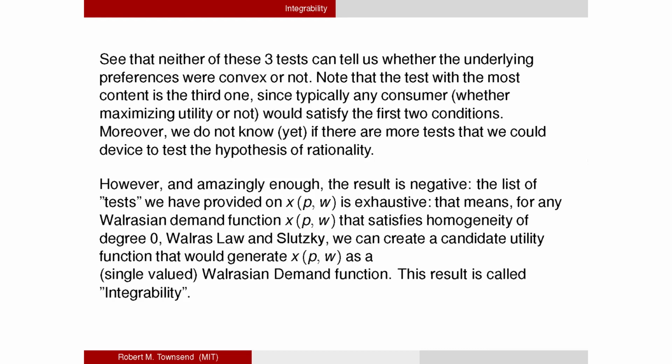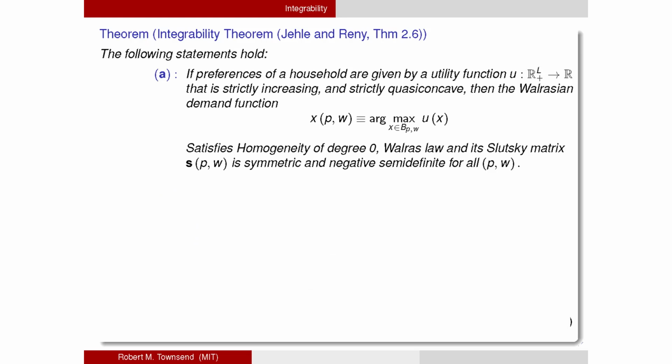So those three properties not only have to be true if we maximize utility, but if they're true in the data, then we can always find a utility function that generated the observations. And that's called integrability. Let me give you the formal statement of it. So this is like the sufficient part.